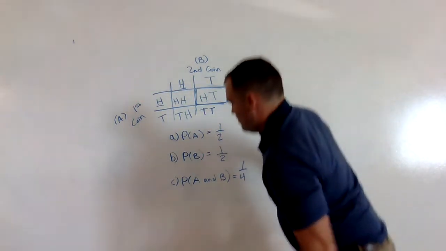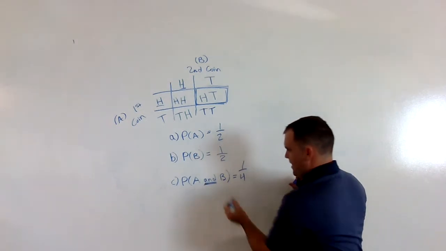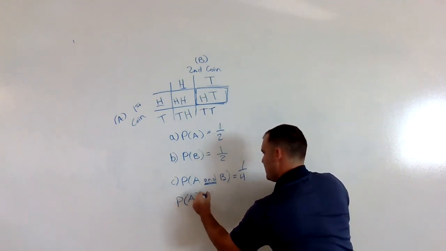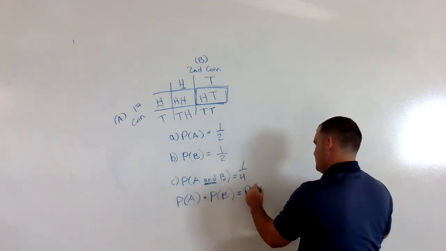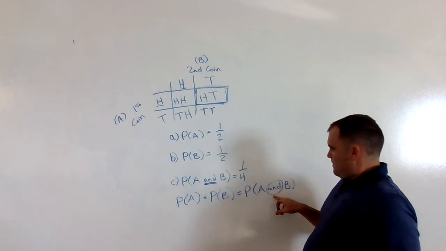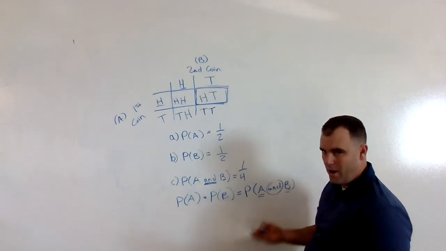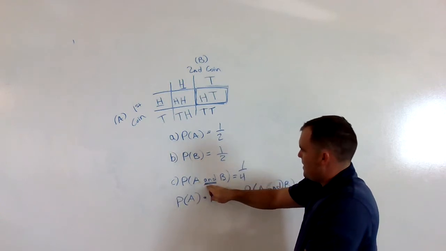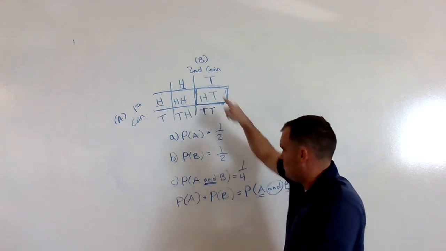Now, there is a formula, and it's in your notes, and this is the formula for ands. The probability of A multiplied by the probability of B is going to equal the probability of A and B. Whenever you see and, you can take the probability of A and multiply it by the probability of B. Why can you do that? Well, we just proved it here, right? The probability of A occurring and B occurring happens right here, right? It's one occurrence out of 4 total occurrences.